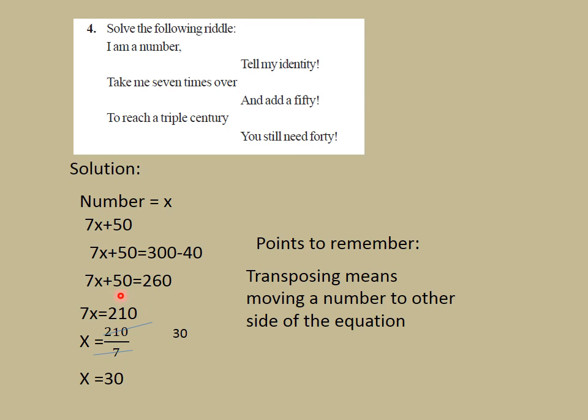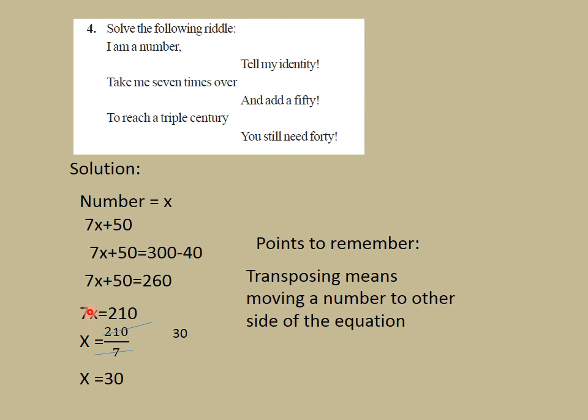Okay. Now, how do you solve this? What is the first step? You take 50 to the right hand side. What is the sign of 50? Plus 50. Take it to the right hand side and it becomes minus 50. So 260 minus 50. How much is this? 210.